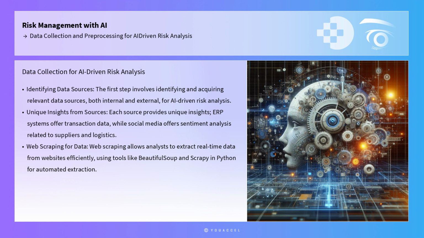The first step in data collection for AI-driven risk analysis involves identifying and acquiring relevant data sources. These sources can be both internal, such as enterprise resource planning systems, and external, like social media, news outlets, and market reports. Each source provides unique insights. For instance, ERP systems offer transaction data, while social media can provide sentiment analysis related to suppliers and logistics partners.